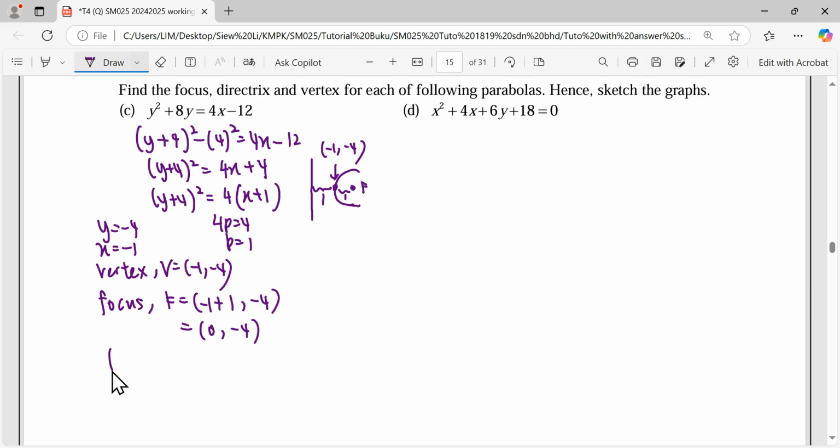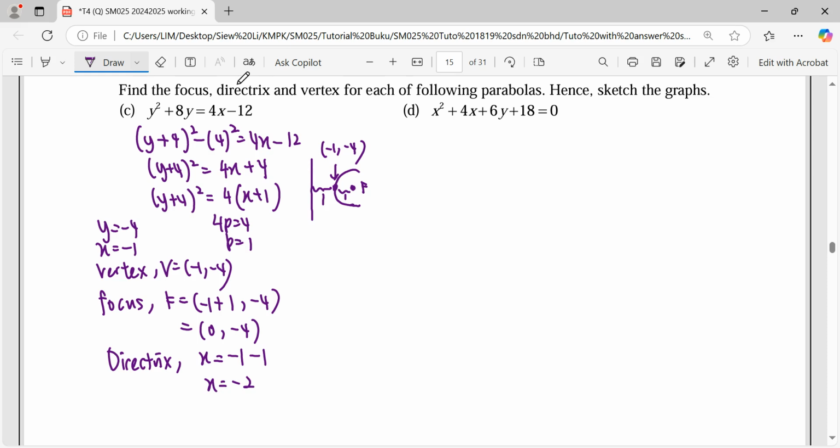Then we continue with the directrix. The directrix is a vertical line, so the formula is x equals to some value. How do we find this value? You can see it is 1 unit going left from the vertex. Therefore, the vertex is already negative 1, and going left 1 unit gives minus 1. So the equation we will get is x equals negative 2.